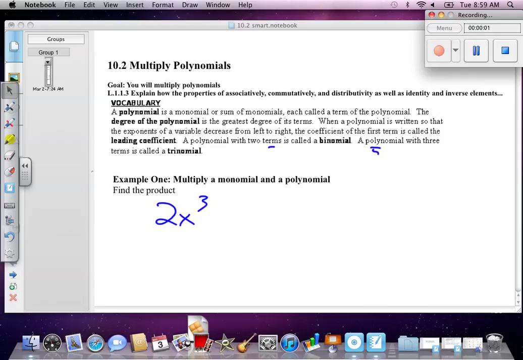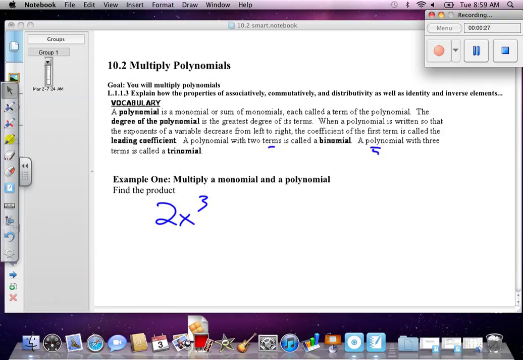All right, ladies and gentlemen, today we're going to multiply polynomials. A polynomial is a monomial or sum of monomials, each called a term of the polynomial. So if it has one term not separated by addition or subtraction, that is a monomial. Polynomials have more than one monomial separated by addition or subtraction. The degree of the polynomial is the greatest exponent or degree of its terms.